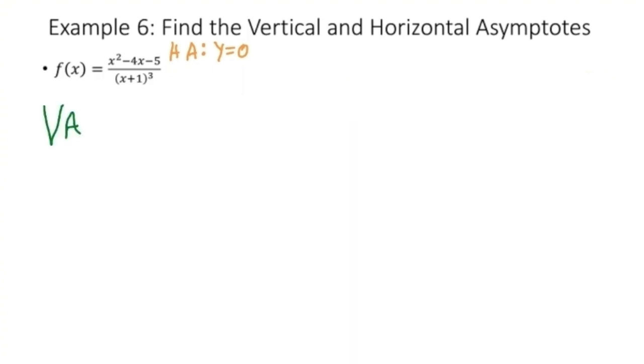Now we're going to find our vertical asymptotes, which means we're trying to locate where f of x is going to have a limit of positive infinity or -infinity when we approach that value from one side.